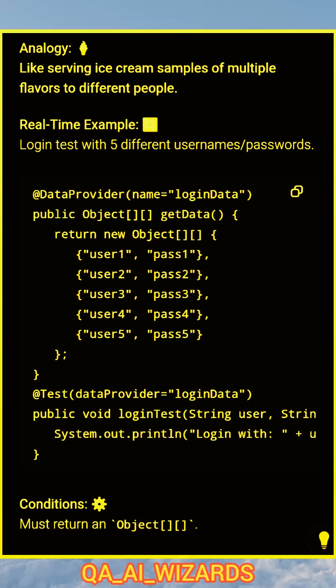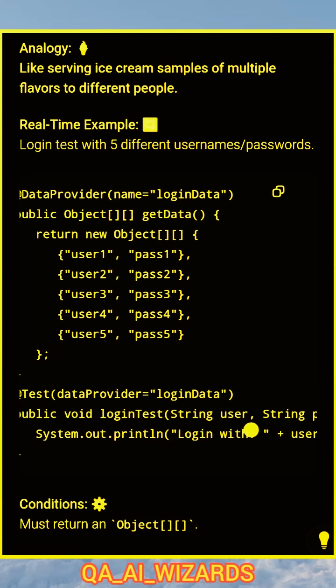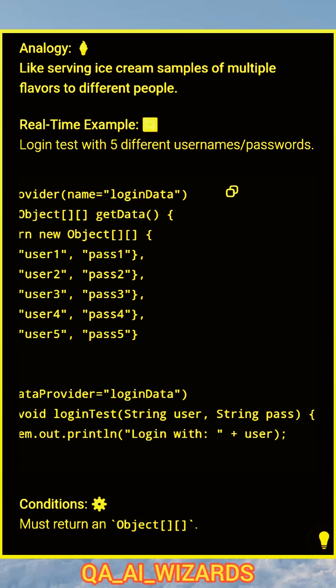sent to the test, dataProvider equals loginData. Here we need to mention the same value for the DataProvider and the test, and in the method we need to pass the parameters like public void loginTest(String user, String password), and System.out.println, so we can fetch the data from the user, whatever we are passing into the code.